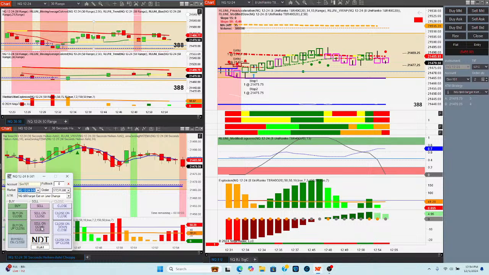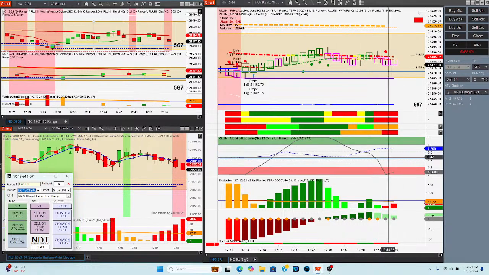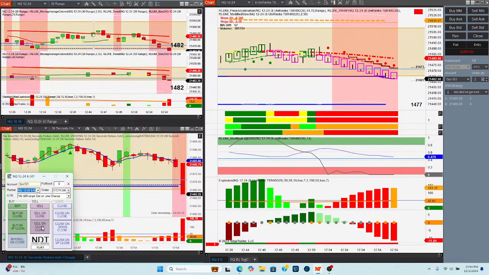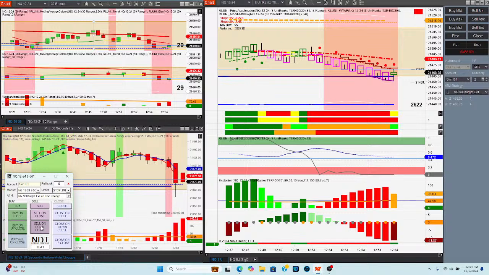My quants are lining up, my leg gears lining up, my fractal is nice and high so it can start dipping down. Here we go. Wow, did that happen fast?